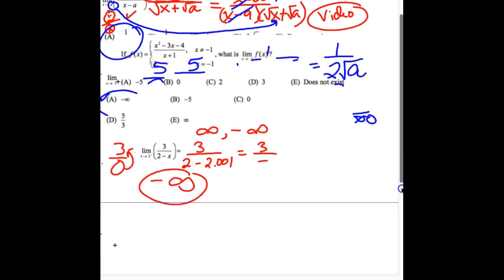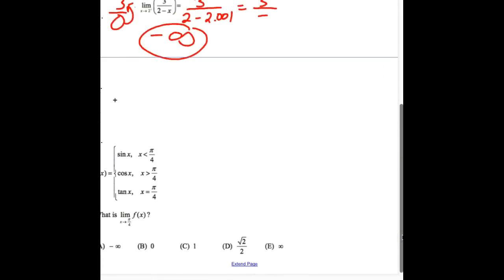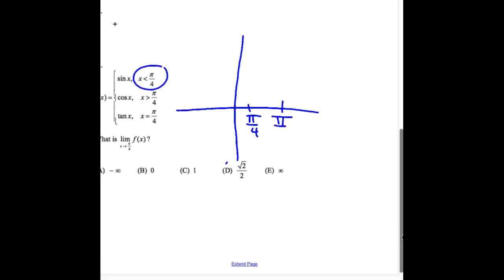The last one here, you might think it's really difficult and you'd be tempted to guess, but again, if I were to guess and I'm seeing all these pi fourths and sines and cosines, I'd probably guess D. But let's go see definitively what it is. And again, a graphical approach is nice. This is saying that to the left of pi fourths, you have the sine wave.